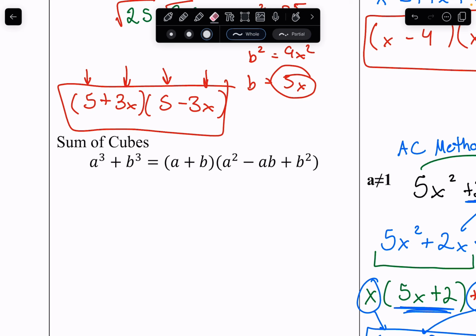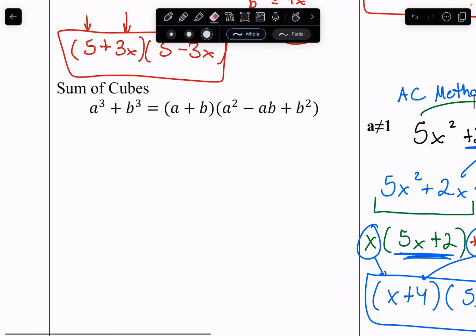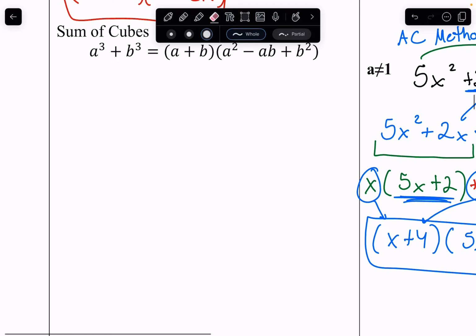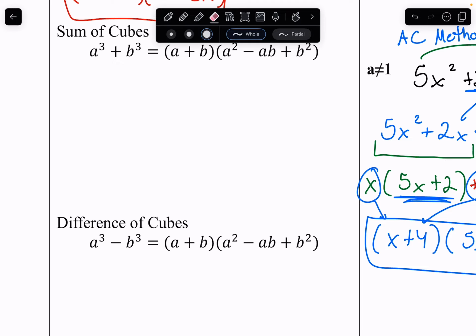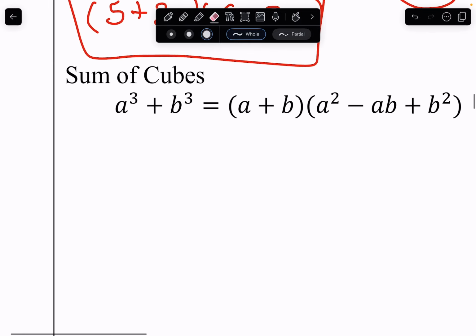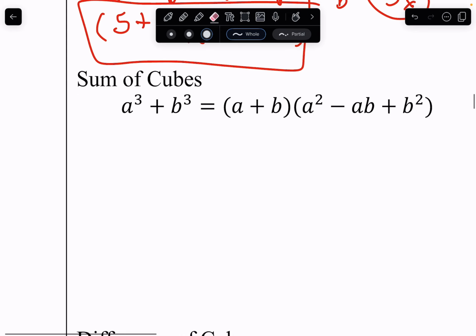For a sum of cubes, go ahead and copy this formula down. Now, we have both a sum of cubes and a difference of cubes. Right now, we're just doing sum of cubes, so go ahead and copy that down. And basically, you know you have a sum of cubes when you have two terms being added together that you can cube root.